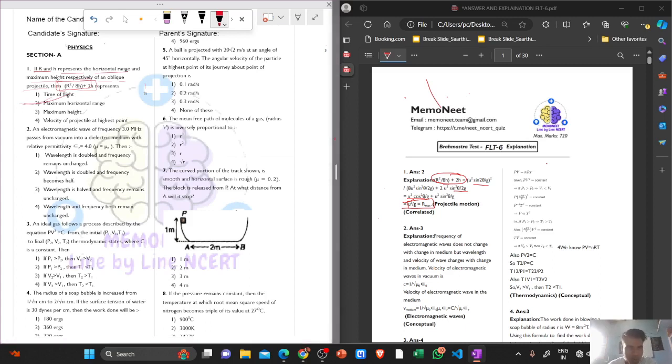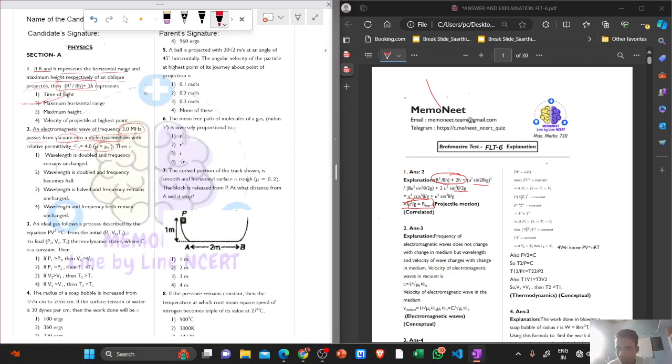Now moving to the next question. Here, an electromagnetic wave of frequency 3 megahertz passes from a vacuum into a dielectric medium having a relative permittivity of 4 and permeability equal to mu naught. Then, which will be the correct option for this?